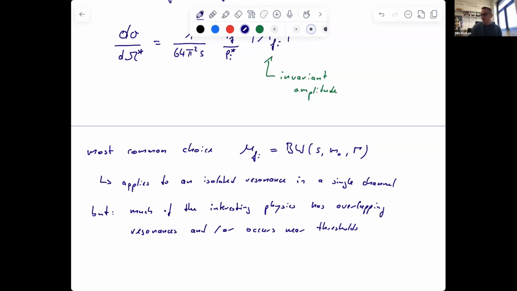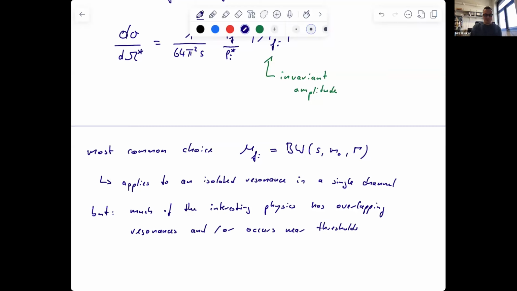You'll typically hear people in this introduction tell you that you cannot do that if you have multiple interfering resonances, because adding these Breit-Wigners will violate unitarity. The other, and I think more practical and more important reason not to do this is that much of the interesting physics in recent years in hadron spectroscopy is happening close to threshold. So typically it has overlapping resonances and happens near thresholds.